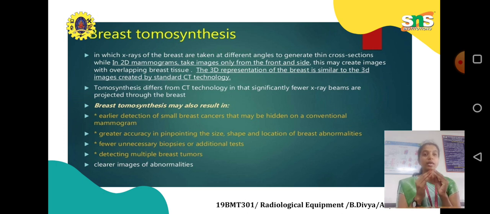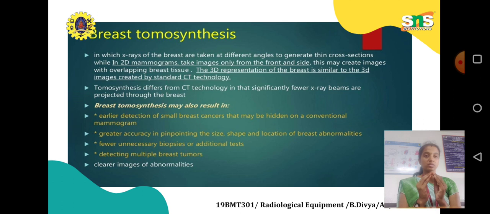Greater accuracy in pinpointing the size, shape and location of breast abnormalities. We can clearly identify what is present in the breast.